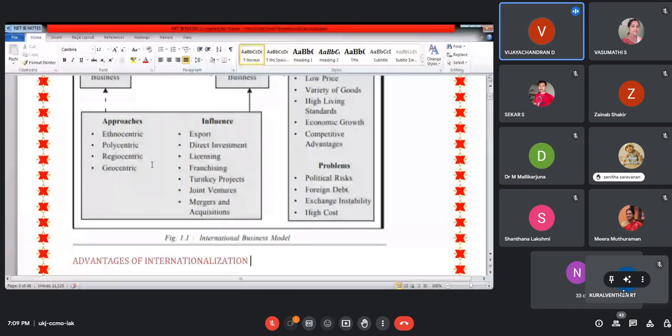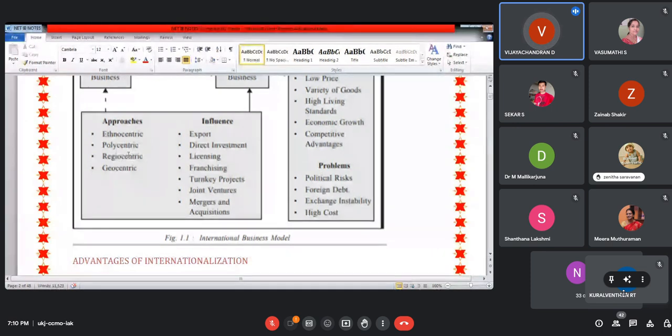So ethnocentric, polycentric, regio. I told regio means what? Regional: Asian country, African country, European country, like that. Geo means what? Globally, across the world. So very higher level, supreme level. That is geocentric.